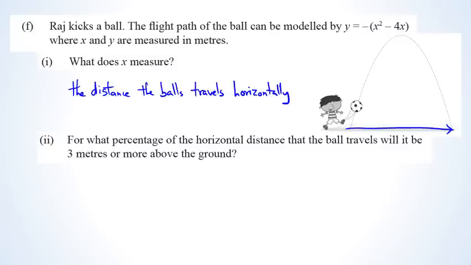Now the second question is a little bit more interesting. For what percentage of the horizontal distance that the ball travels will it be 3 meters or above the ground? So we've got this equation, right? We know at some point the ball is going to go 3 meters above ground. So we're looking for these 2 points, because let's say that's 3 meters and we're trying to figure out what these two values are.